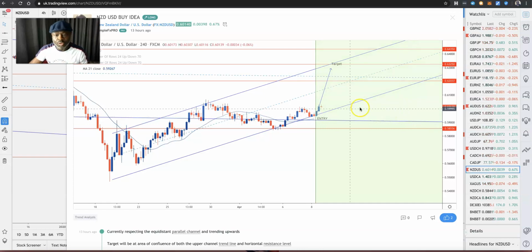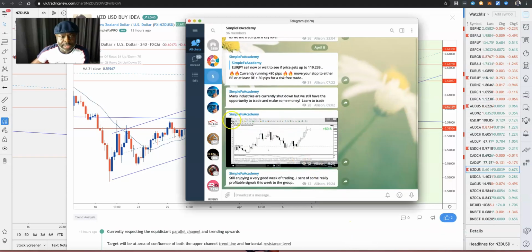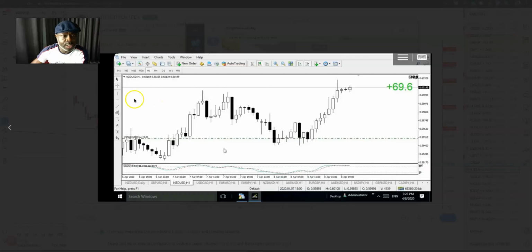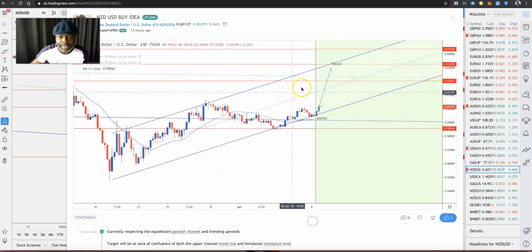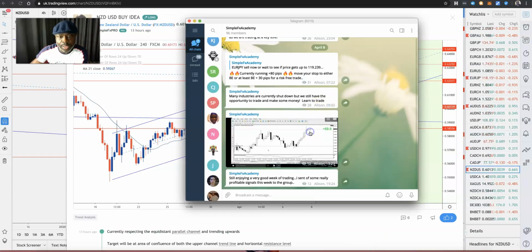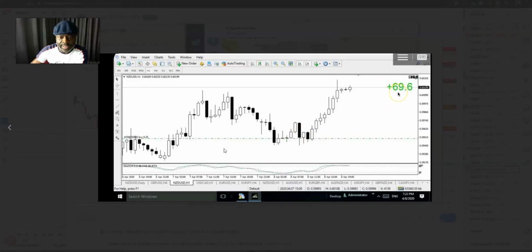I actually entered this trade, and if I show you my Telegram group, I'm actually in this trade right now. This is the NZD USD trade, which I entered at about the same point I was showing you guys. You can see that this is about the point I entered. Let me bring up that chart again and show you. This is my MT4, and this is already 69 pips in profit.